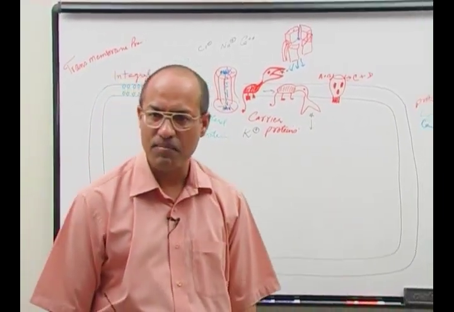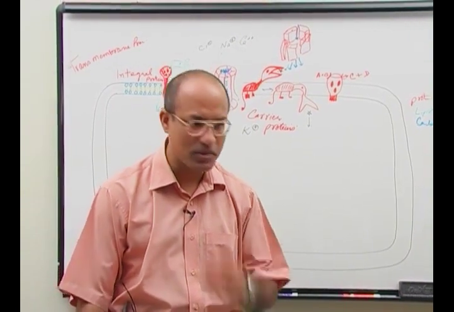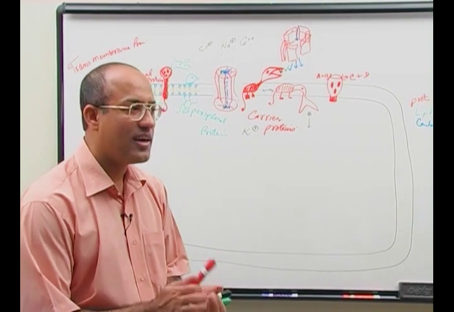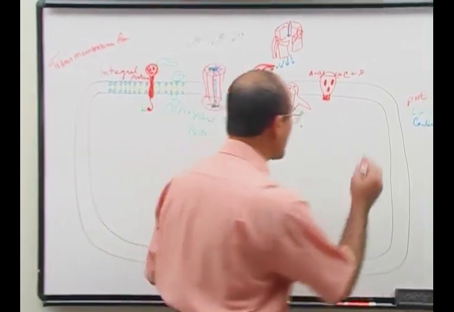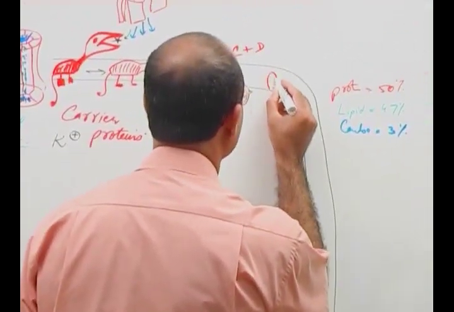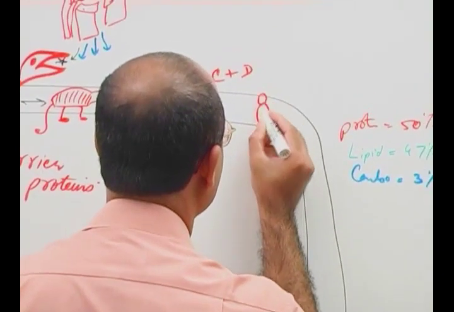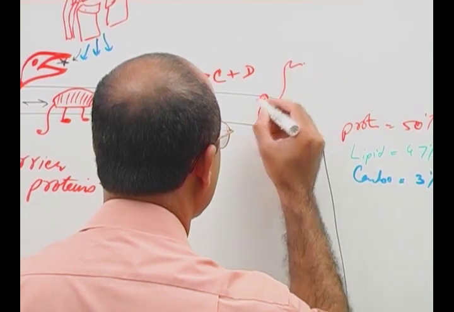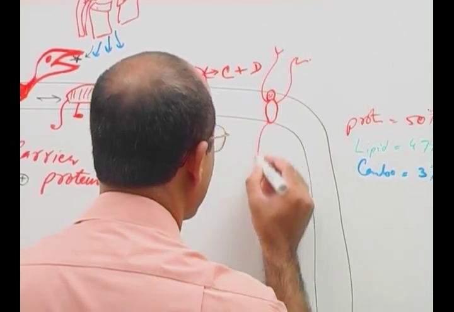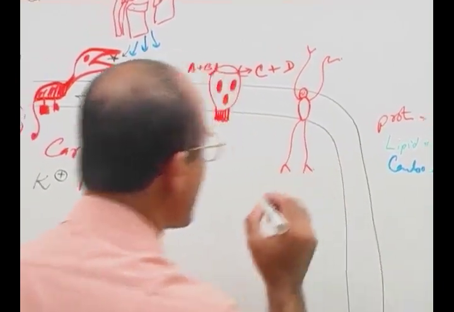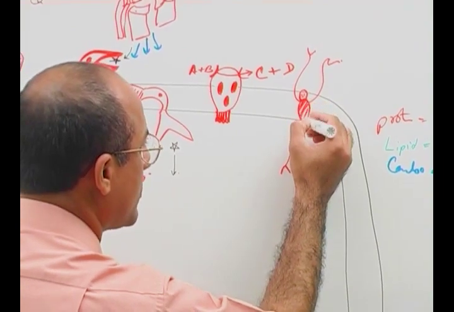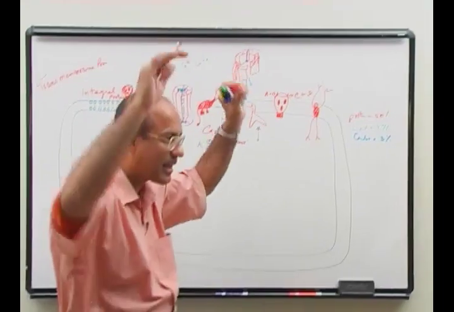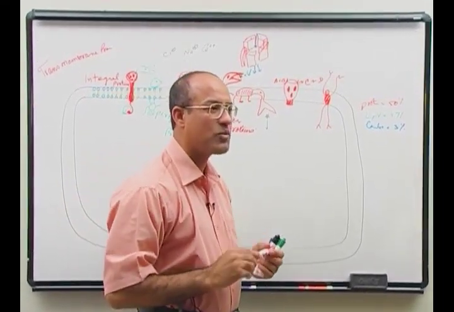What else can membranes have? Anyone who can tell me? They have special linker proteins. Look at this monkey. This is another integral protein. Its hands are dangling out and legs are dangling in. And what is it doing there?